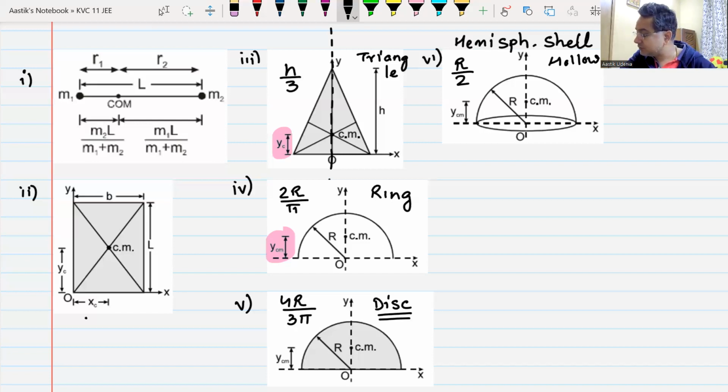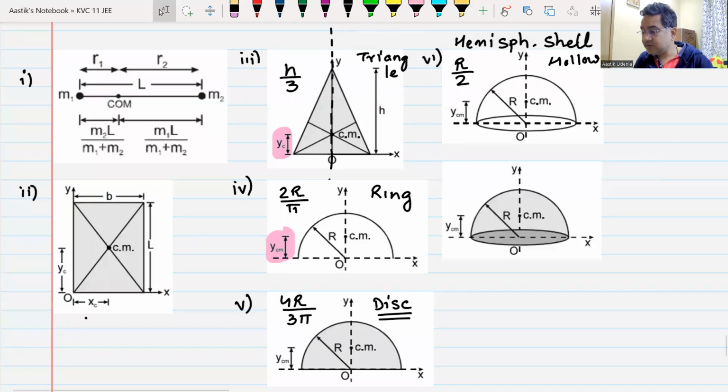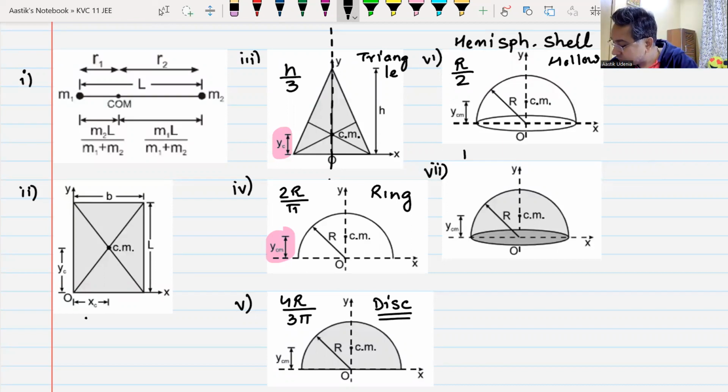This is the next one. Number 7. What is this? Solid hemisphere. You do not have to call it solid, because hemisphere is always solid. Sphere is always solid. Whenever I use the word sphere, it has to be solid sphere. Sphere is not liquid. Again, you don't have to find out the x coordinate. The y coordinate lies at a distance 3r by 8 from the base.